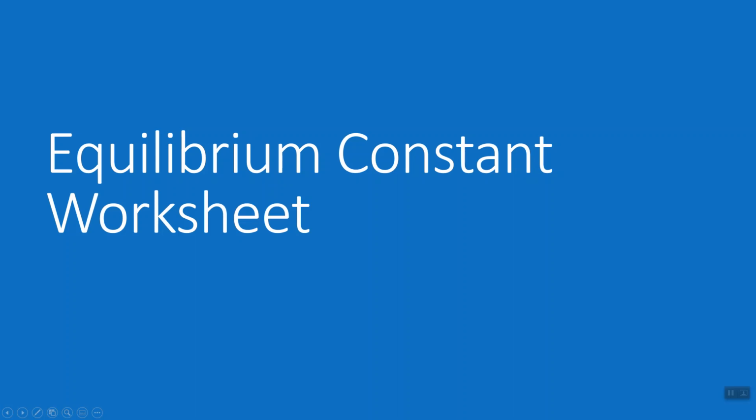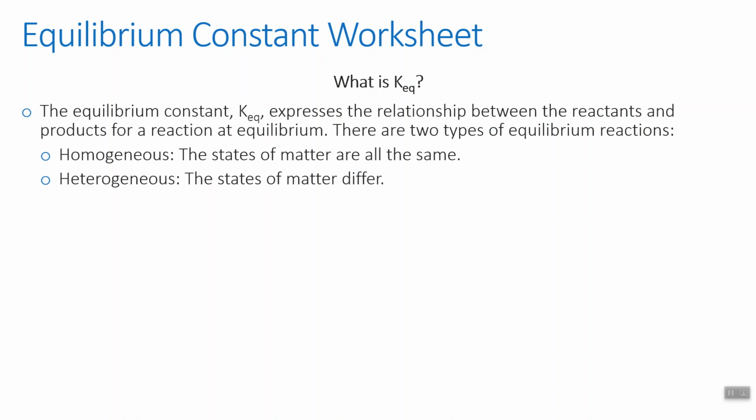In this video, we're going to go over the equilibrium constant worksheet. The equilibrium constant is a ratio that expresses the relationship between products and reactants at equilibrium. The value of this ratio will tell us, is my reaction mixture at equilibrium mostly products, is it mostly reactants, or is it somewhere in between?